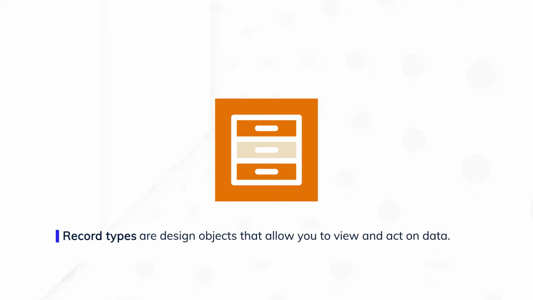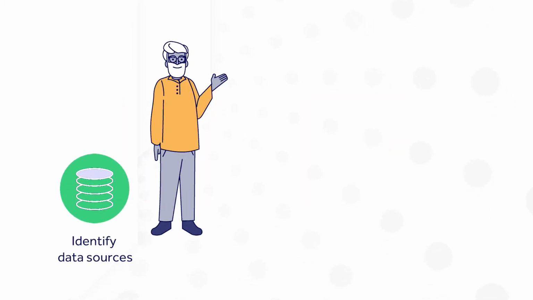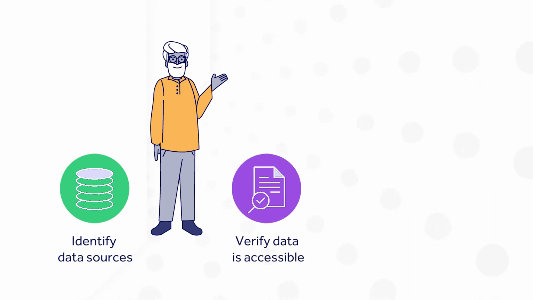Later on, we'll use record types to create a data model of our application that leverages the tables already in place. Record types are design objects that allow you to view and act on data. They are used to logically group together related data. You can use Appian record types to establish relationships between tables in your database in order to quickly and easily access data across them. Now is a good time to locate all the data sources and verify or request access.